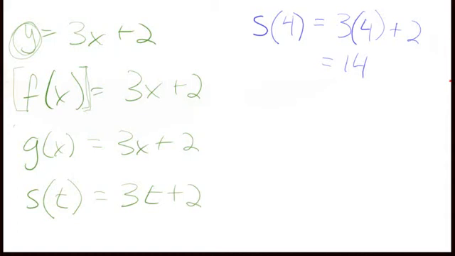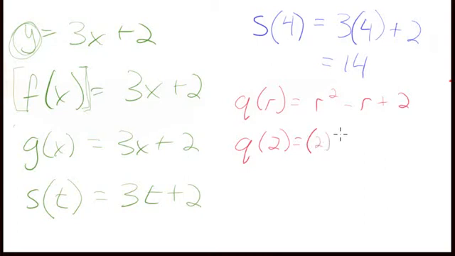Okay? Let's look at a different function. Maybe q of r equals r squared minus r plus 2. So what's going to happen here when I do q of 2? That just means everywhere I see an r over here, I'm going to replace it with a 2. 2 squared minus 2 plus 2. 2 minus 2, that's 0. 2 squared is 4. So q of 2 is 4.